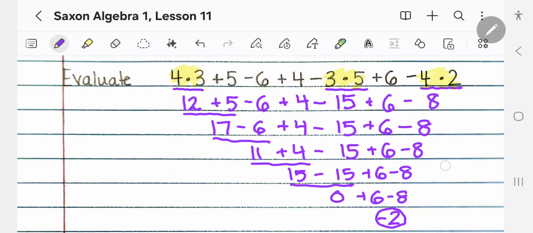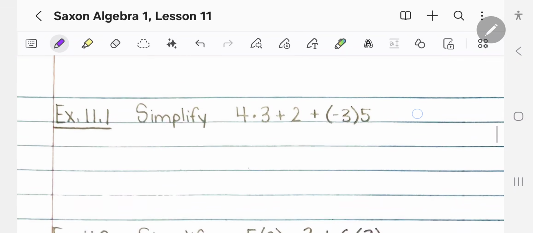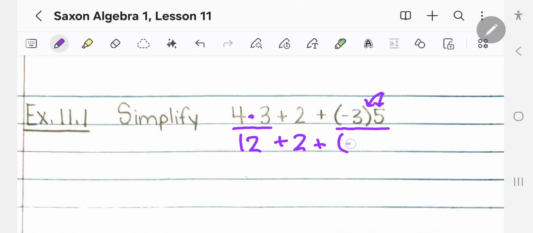Okay, so let's go down to example 11.1. 11.1, we've got a multiplication here. We can do that. And here's another multiplication. They're using a dot here to show multiply, but you can also use parentheses. If a number is right up against parentheses, we know that's a multiplication. So let's do that. This is 12. Bring down all the other stuff. And then this is negative 3 times 5, which is going to be negative 15. Now I can just combine, add and subtract from left to right.